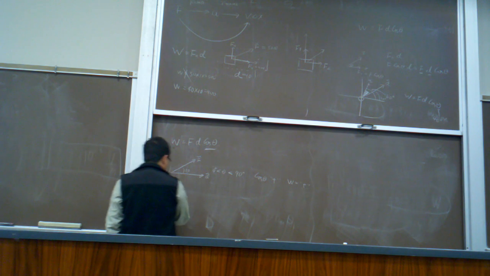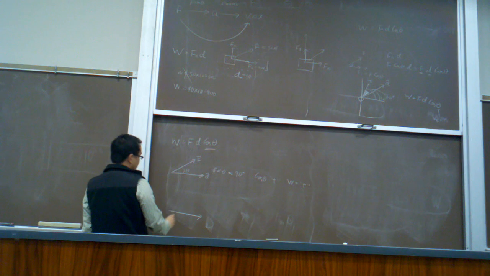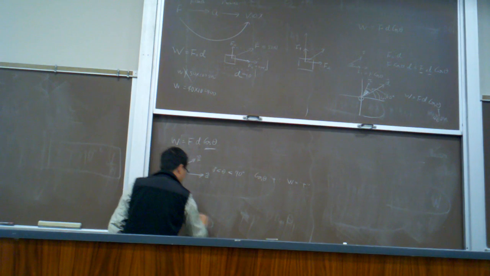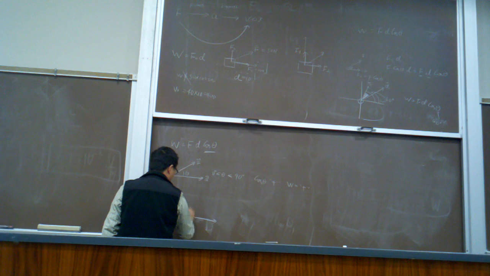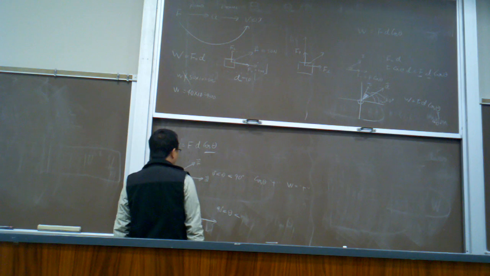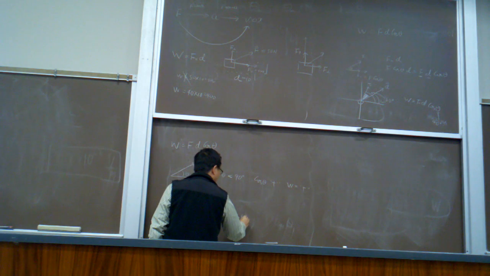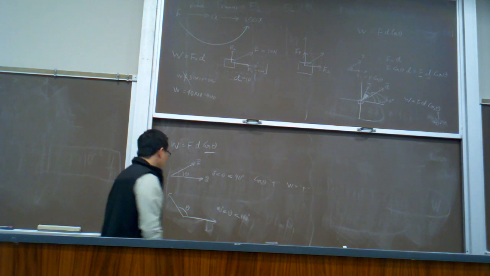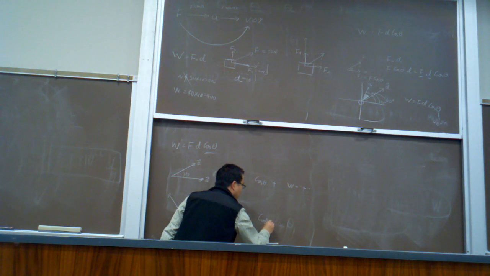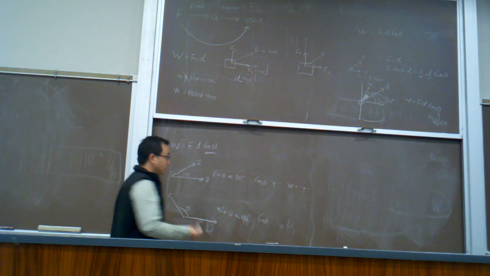And then if the angle is something like this, if theta is greater than 90 degrees and smaller than 180 degrees, we know that in this range, cosine theta should always be negative, right?